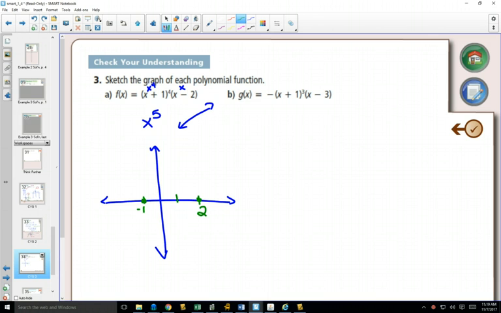So if I plug in 0 for x, my first one is going to be 1 to the power 4. And my second one's going to be minus 2. And 1 times minus 2 is negative 2. So you need to label all of your intercepts, your x-intercepts and your y-intercepts. And then we know that our graph starts from down here. What's going to happen at minus 1? Bounce, bend, or straight through? Bounce. And what's going to happen at 2? Straight through.